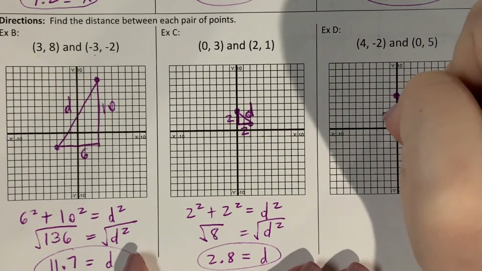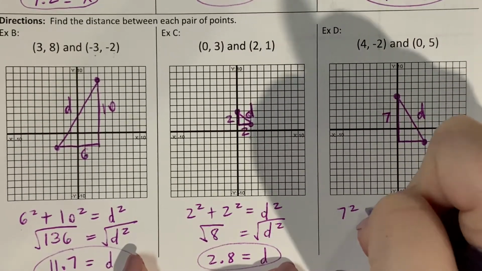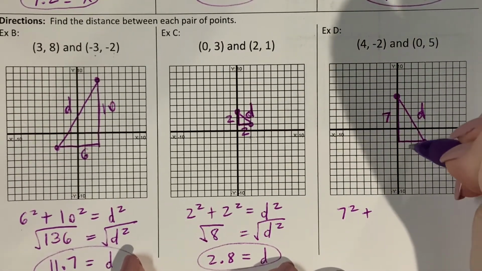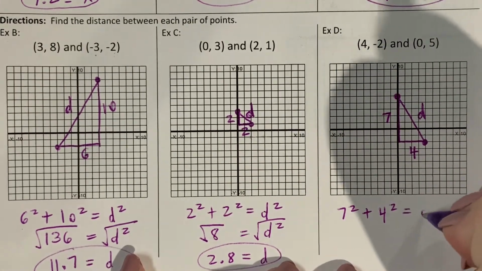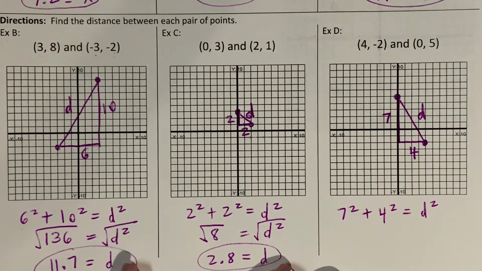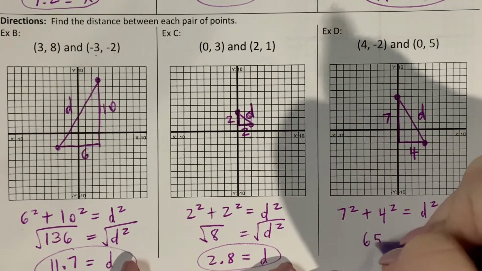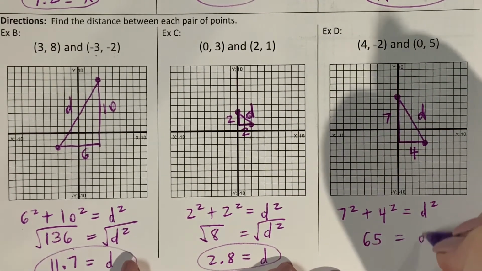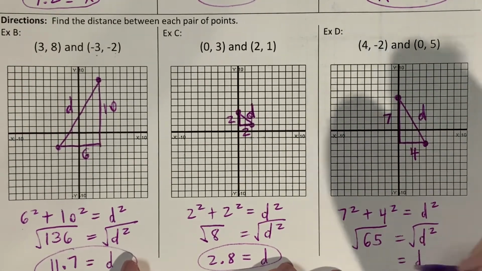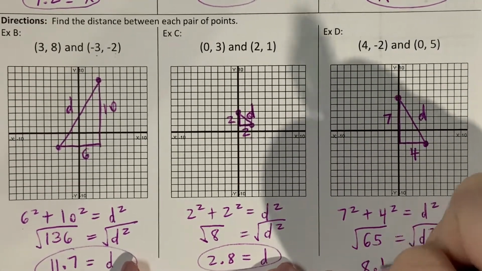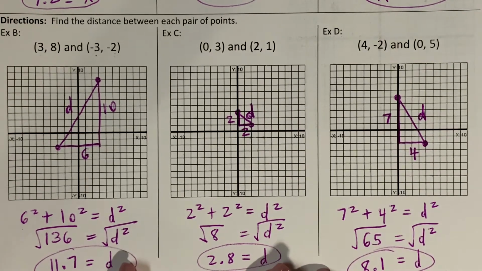So one leg here is 7. So I'll have 7 squared plus my other leg is 4, that's 4 squared, equals my distance squared. I'll get 65 equals my distance squared. So my distance is 8.1 units.